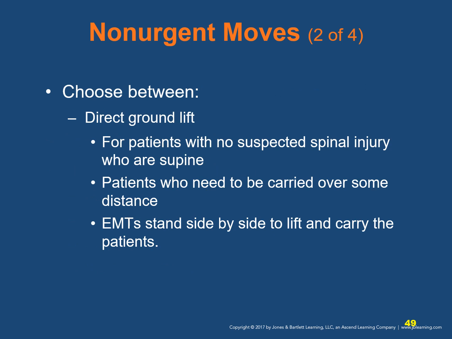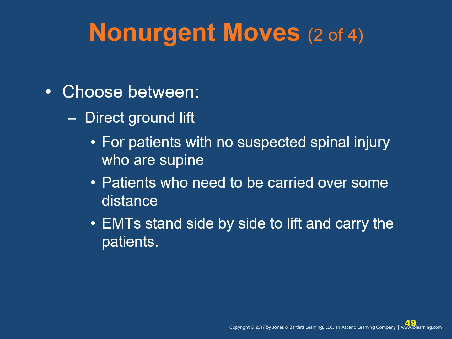The methods for lifting and carrying are: you're going to choose between a direct ground lift, which we'll discuss now. A direct ground lift is used for patients with no suspected spinal injury who are found supine on the ground. Use the direct ground lift when the patient will need to be carried a distance to the stretcher, and the EMTs stand side by side to lift and carry the patient. Ideally, it should be performed by 3 EMTs, but it can be done with 2.